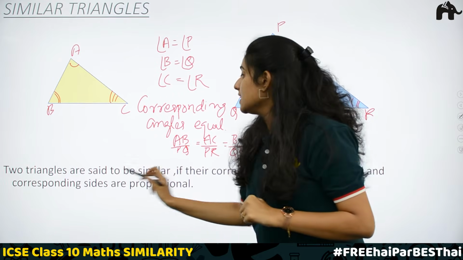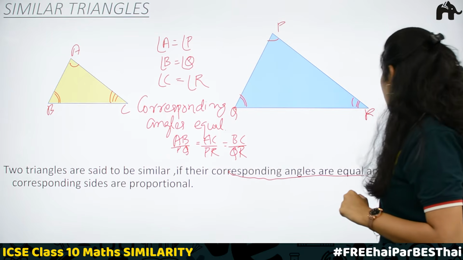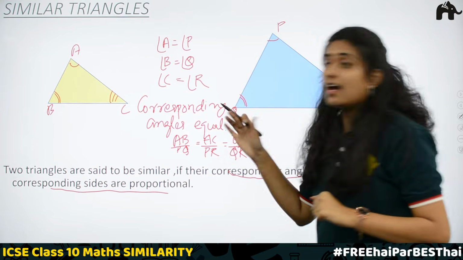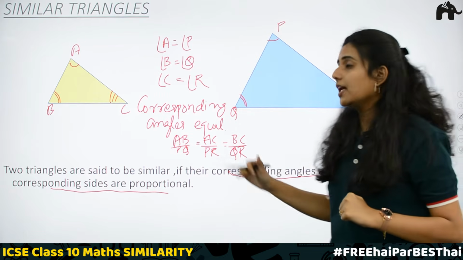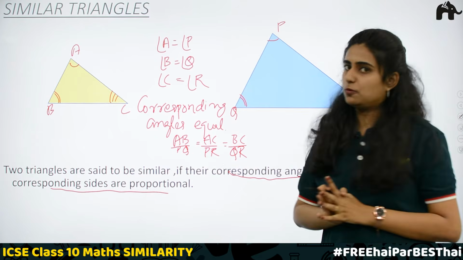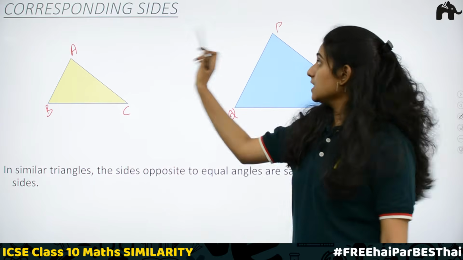Two triangles are said to be similar if their corresponding angles are equal and corresponding sides are proportional. The ratio of their corresponding sides is equal, which means the corresponding sides are proportional. Understood? When do we call two triangles similar? So, what are corresponding sides?